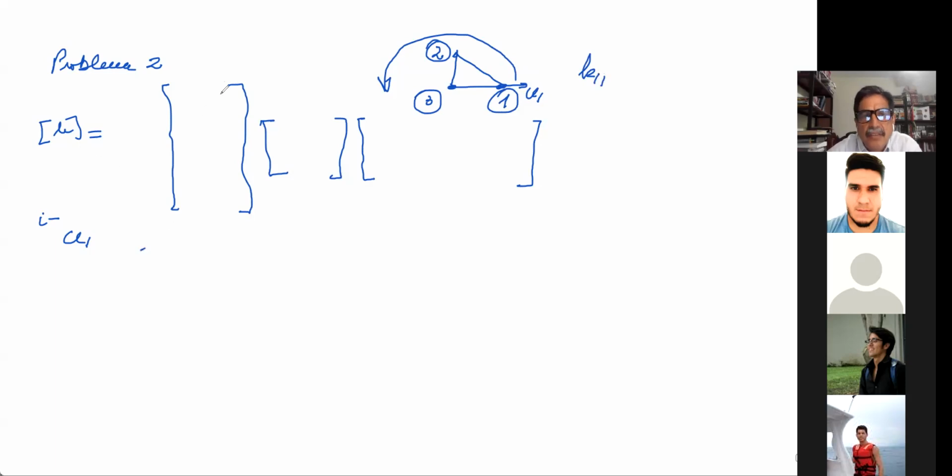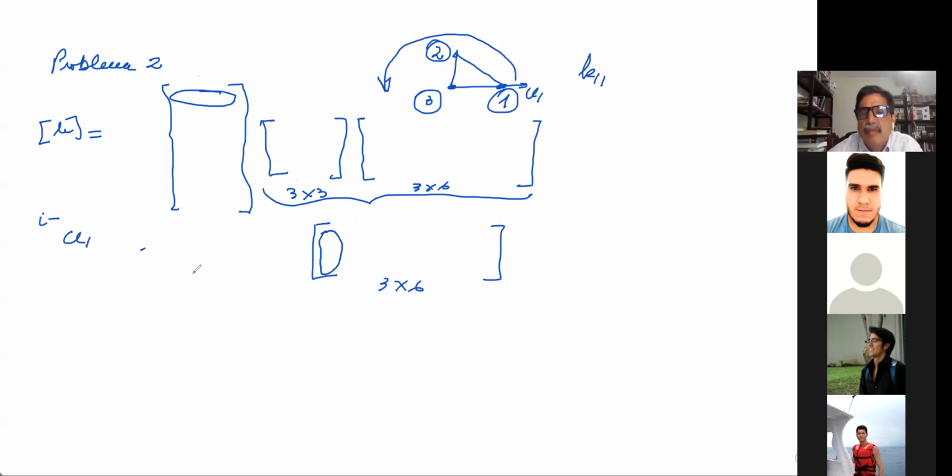That means that I have to take this row, make this product. Okay, this is a 3 by 3. This is a 3 by 6. And the result is going to be 3 by 6. So I have to multiply this times this. And the product of these 3 elements times these 3 elements will give you K11.